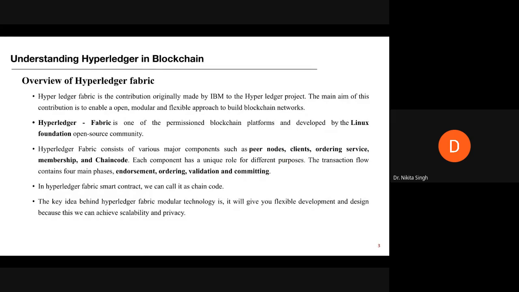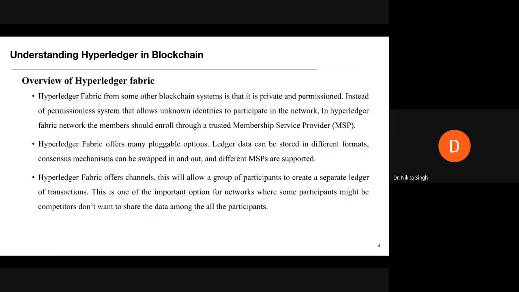Now, the transaction flow that happens on the Hyperledger Fabric has four main phases. The four main phases include the endorsement, ordering, validation, and committing. So let us see how all of these phases work on the Hyperledger Fabric.